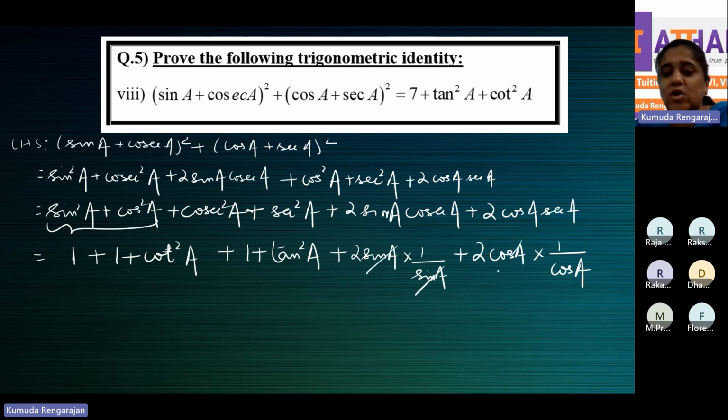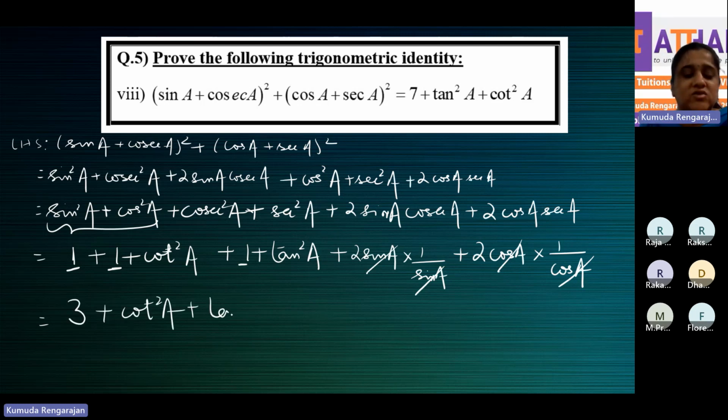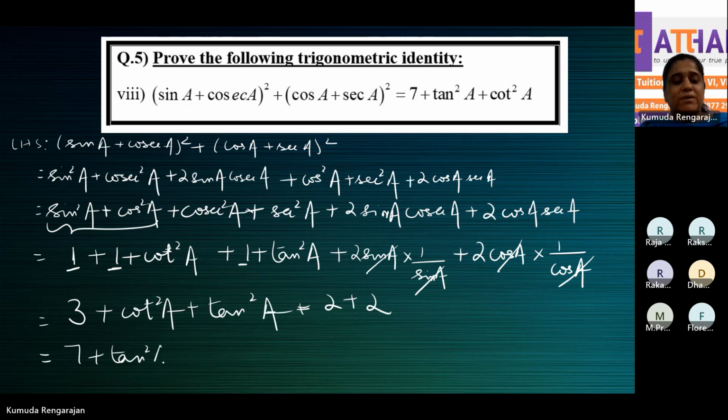So sin A cancels, cos A cancels. So here we get 1, don't forget that, children, 2 into 1, 2, 2 into 1, 2. So let's write everything again. So now 1 plus 1 plus 1 is 3. 3 plus cot squared A plus tan square A plus 2 plus 2. So 4 plus 3 is 7. So 7 plus tan square A plus cot square A, which is the RHS.